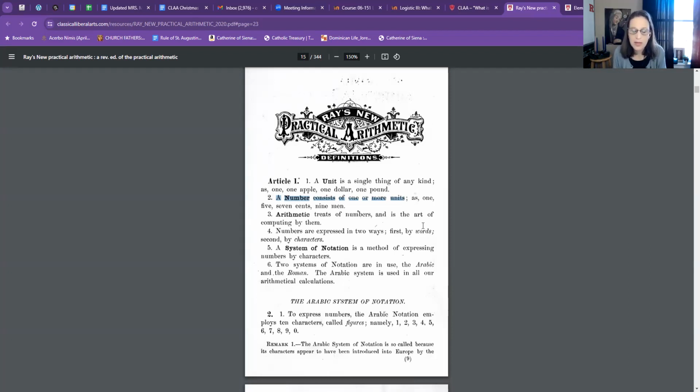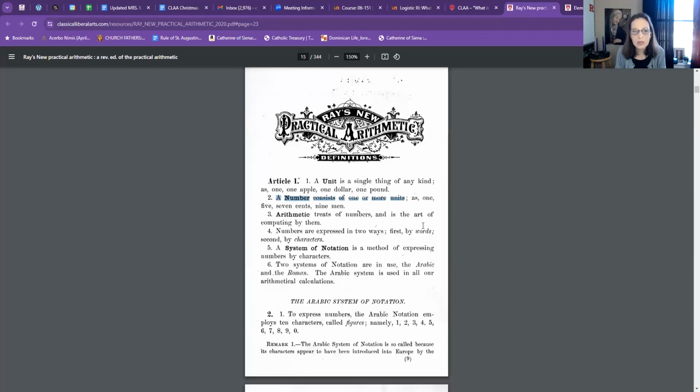Okay. Can you close your eyes and say it? You close your eyes and say, a number consists of 1 or more units. Okay. So that's how you memorize. You just say it over and over again to yourself. And then you close your eyes or you put your book away and see if you can say it perfectly without looking. Okay. And that's how you memorize.